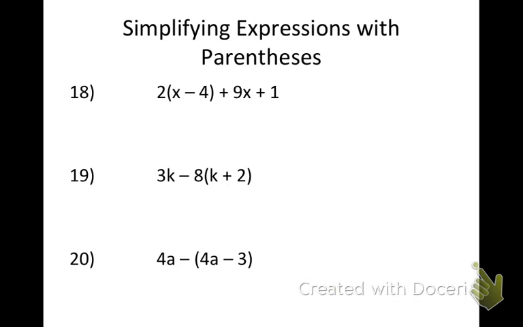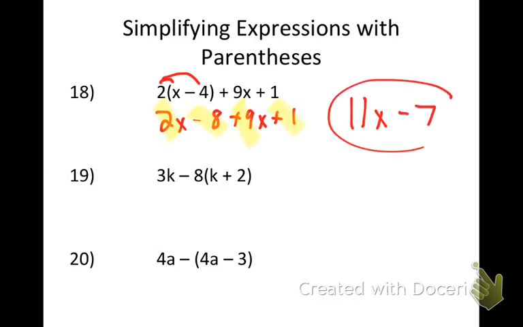Last thing we're going to talk about here is what happens if I have parentheses. What's the key if I have a number in front of parentheses? I need to distribute. And the key of distributing is you need to do it to both terms. So this would make it 2x minus 8 plus 9x plus 1. Now I can combine like terms. What's 2x plus 9x going to get me? 11x. What's negative 8 plus 1 going to get me? So 11x minus 7 would be my answer.